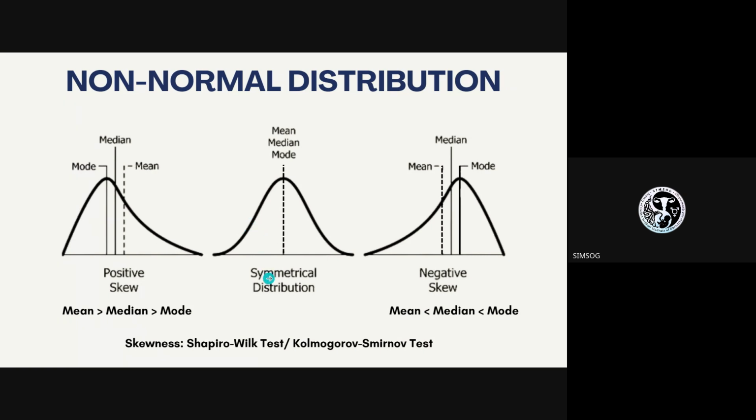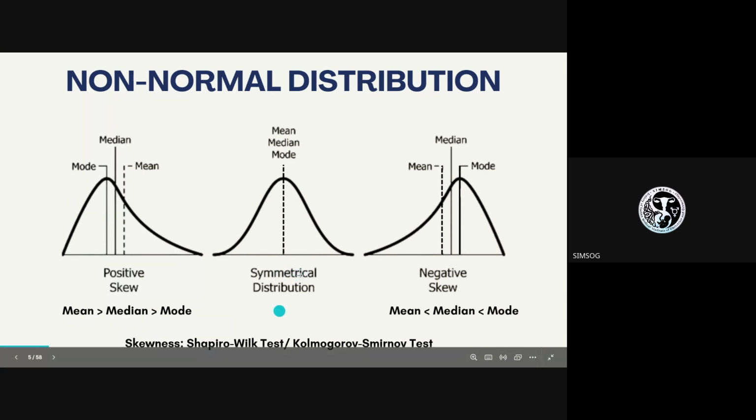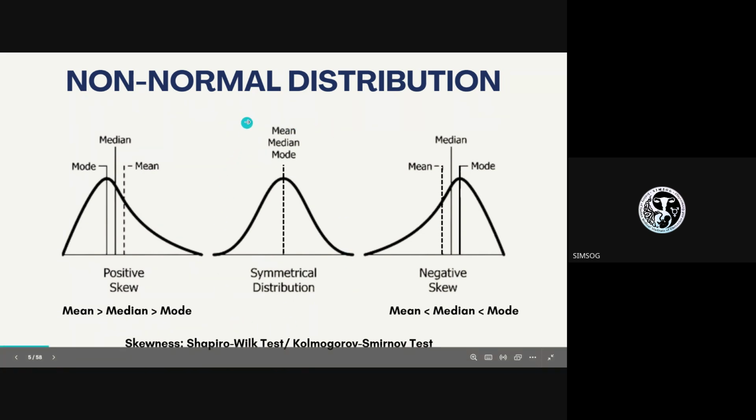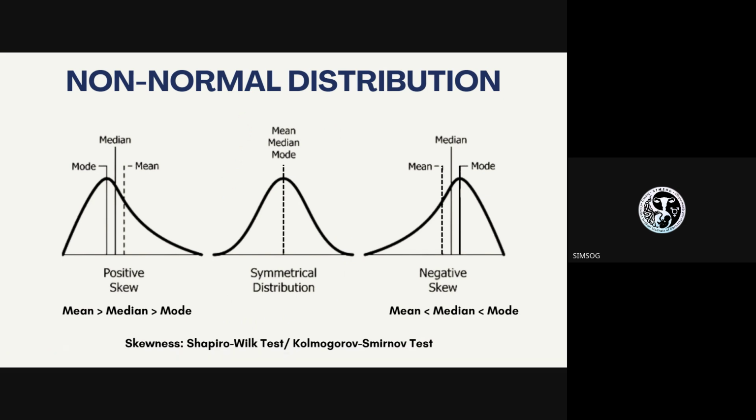If it is symmetrical on both ends, we call it a symmetrical distribution or a non-skewed distribution, as we have for a normal distribution. So the normal distribution is a symmetrical distribution, but remember, not all symmetrical distributions are normal distributions.